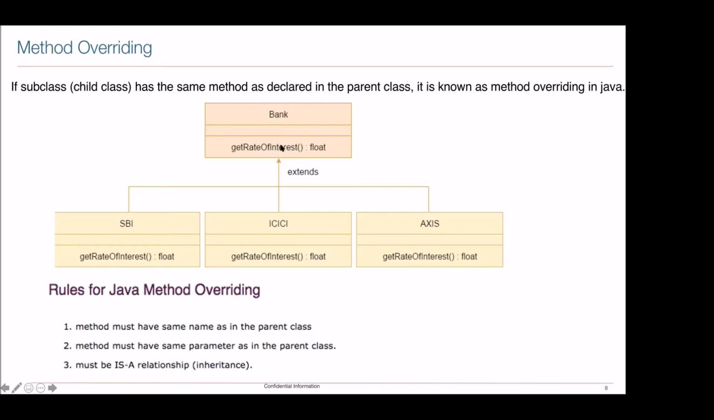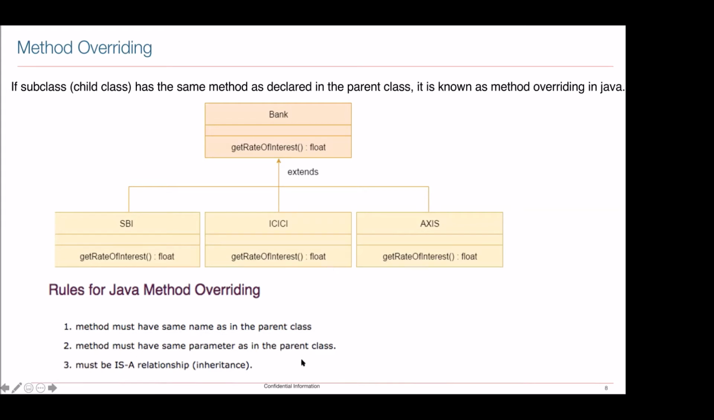So the bank will have a normal function, say, get rate of interest, maybe the guideline from RBI. But when you come to SBI, ICICI, and Axis, they may in turn have a different rate of interest, maybe some different logic. So what these banks can do, this child can override the same method of the parent class.